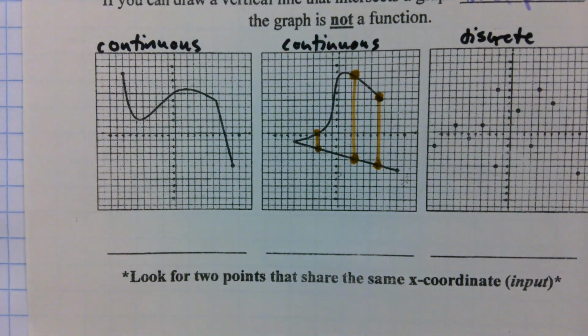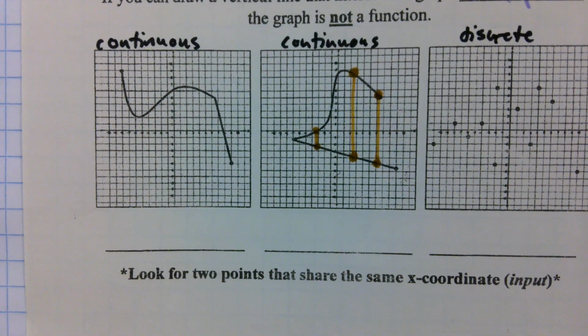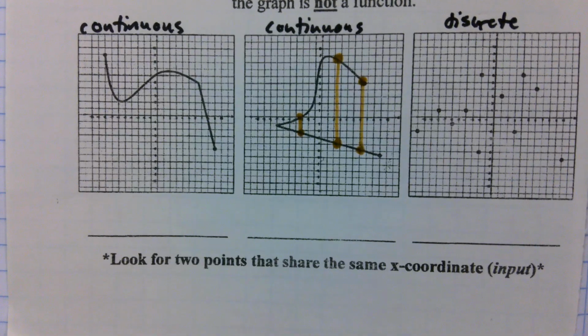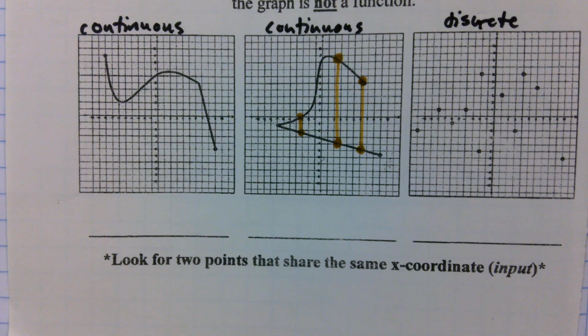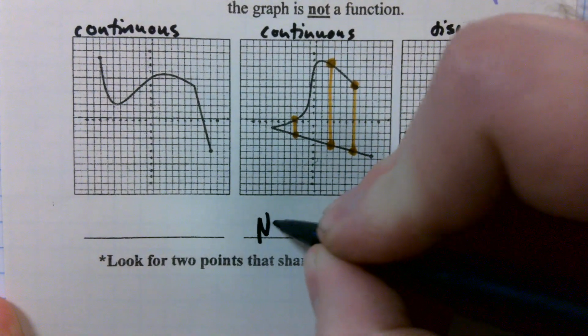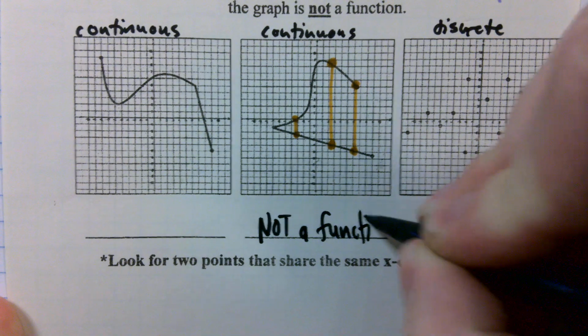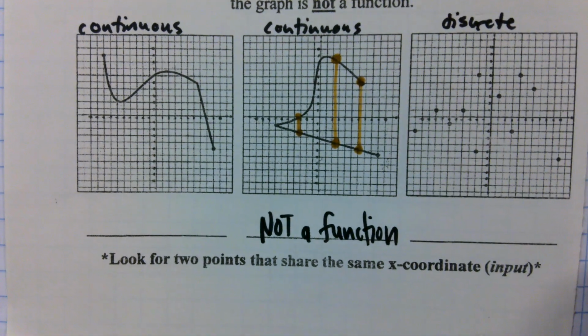You see all those vertical lines? Right? That means that this is not a function. It did not pass the vertical line test.